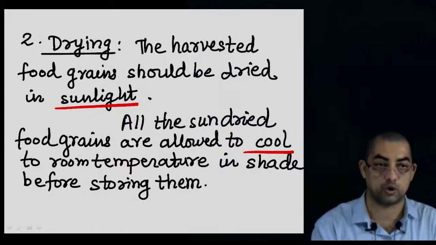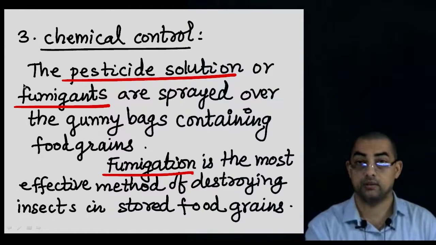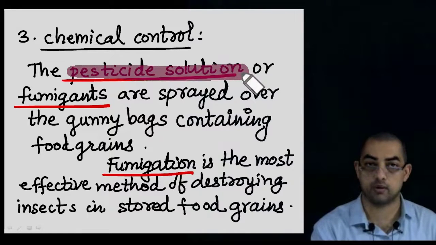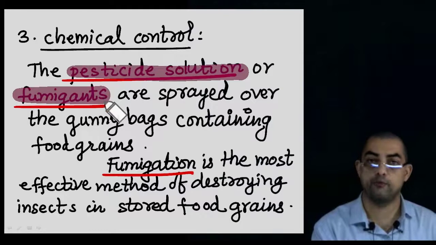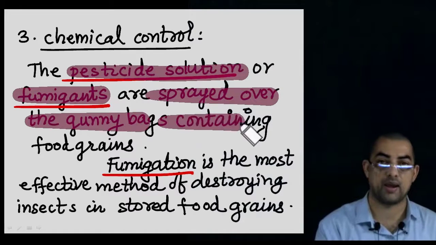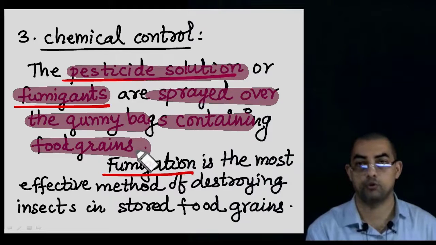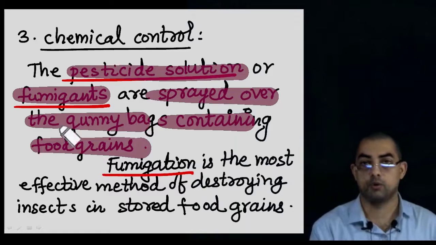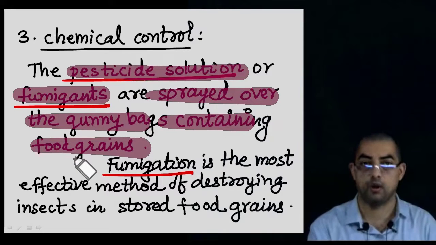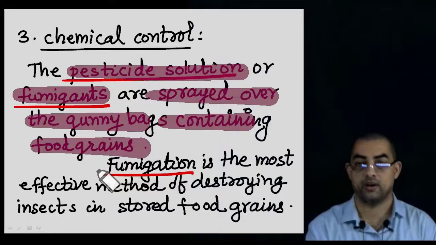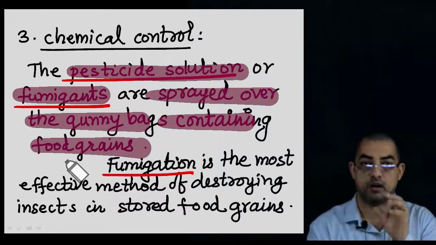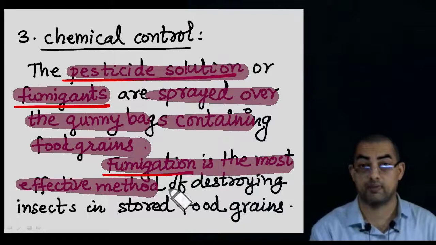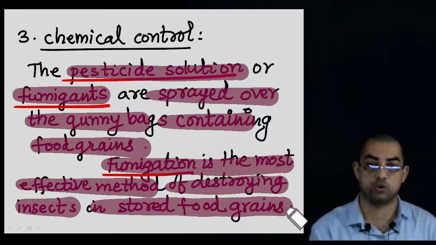Once you have done the process of cleaning and drying, the third method you can use for preservation is a pesticide solution, or you can also use fumigants. They are sprayed over the gunny bags containing the food grain. So you put the grain into the gunny bags and put pesticides over it, or you can use a fumigant in the full storeroom. Generally, when fumigants are sprayed, they get converted into vapor, so they can easily cover the full area. So fumigation is the most effective method to destroy all the insects in stored food grains.